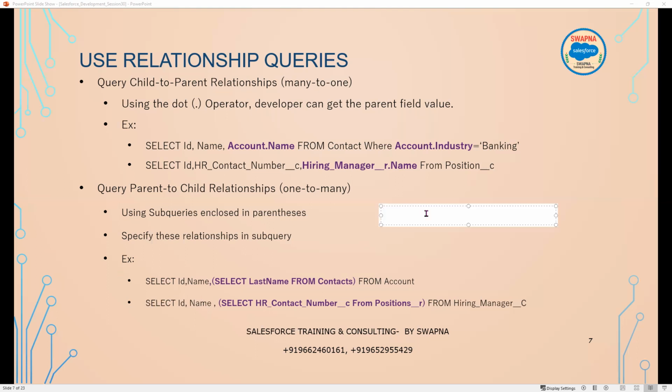So here underscore underscore R represents the custom relationship. Wherever you see underscore underscore R, that represents the custom relationship.